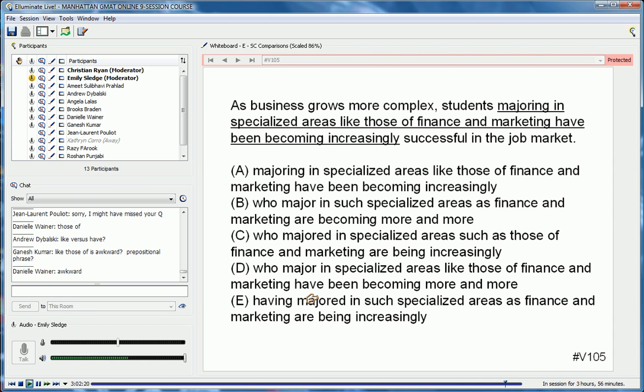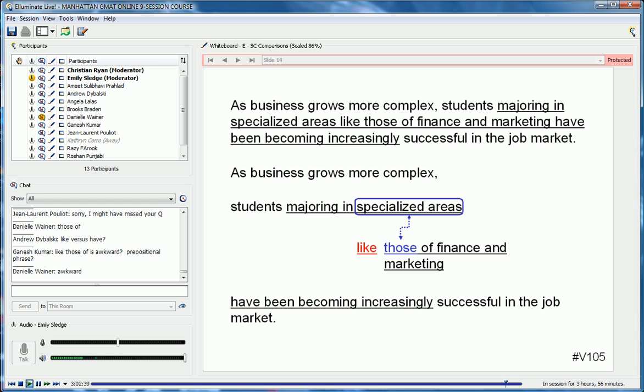Nope, nope, nope. You guys are dancing around it a little bit. Notice what we have in all of the choices. We have the specialized areas in every choice, followed by like or as. But here it's not just an as, it's a such as. And it turns out that's the split here. We'll talk about those of in just a moment.